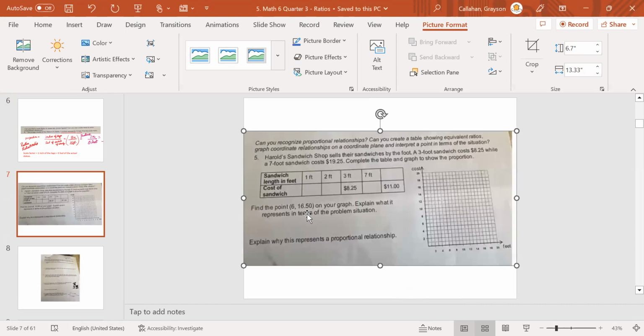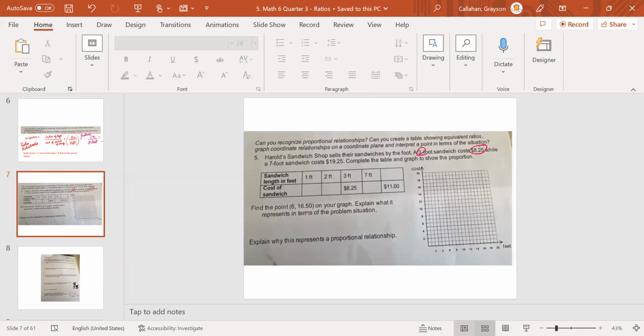Can you recognize proportion relationships? Can you create a table showing equivalent ratios? Graph coordinate relationship on a coordinate plane and interpret a point in terms of a situation. Harold's Sandwich Shop sells their sandwiches by the foot. A 3-foot sandwich costs $8.25, right? So a 3-foot sandwich costs $8.25. If I want 1 foot of a sandwich to see how much it costs, it would be $8.25 divided by 3. Do you see that? Okay. Well, a 7-foot sandwich costs.